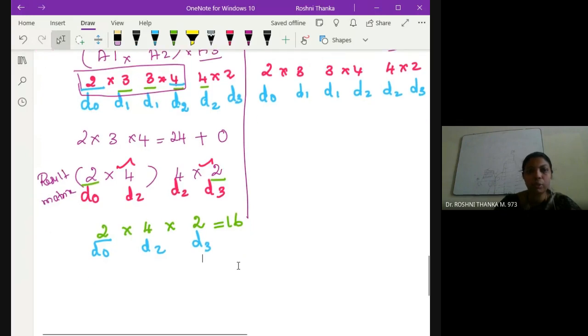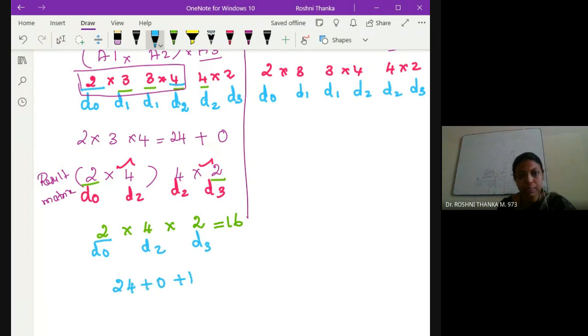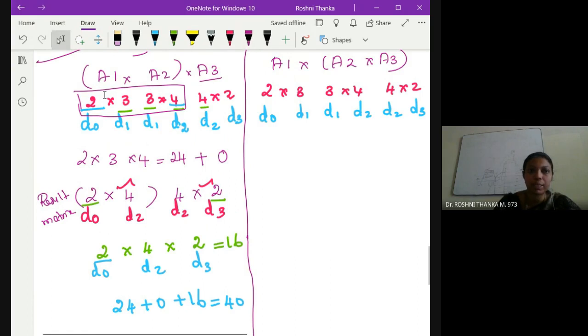So if I want to find the total cost, what is the cost? 24 plus 0 plus 16. What is the answer when I add all this? 40. 40. Good. You're all listening. Good. God bless you. Okay, so now this is the cost of multiplying these matrices in this method.